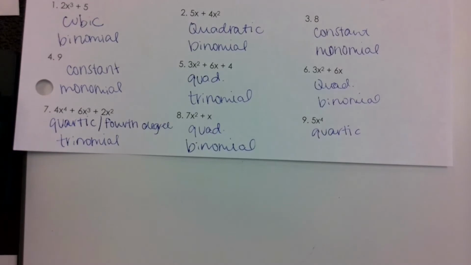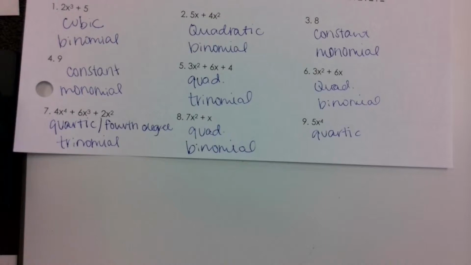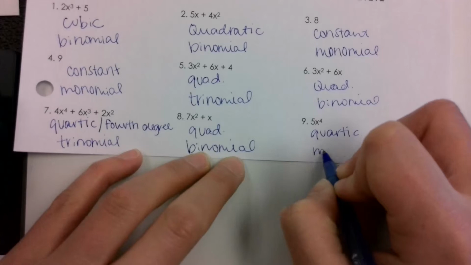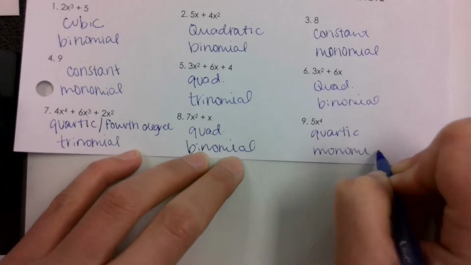And Sonia, how many terms do we have? 1. So what do we call it when you have 1 term, y'all? Monomial. M-O-N-O-M-O-A-L. Questions on any of those?